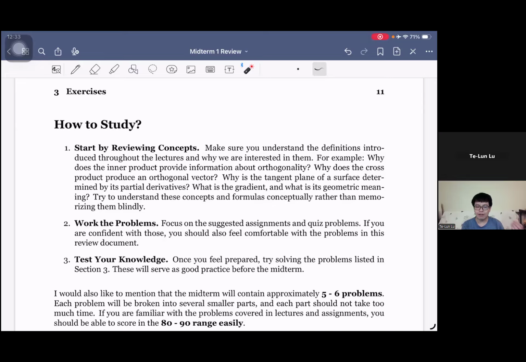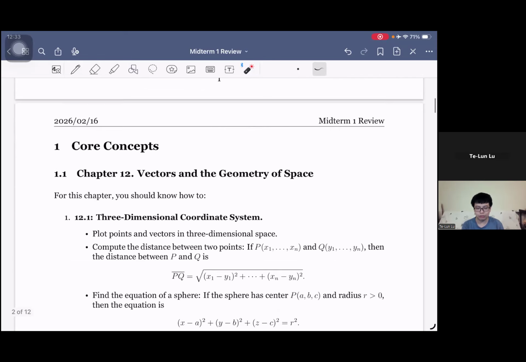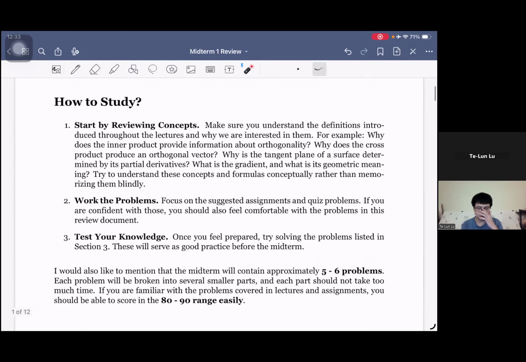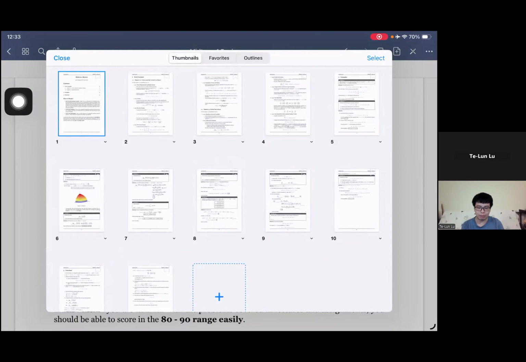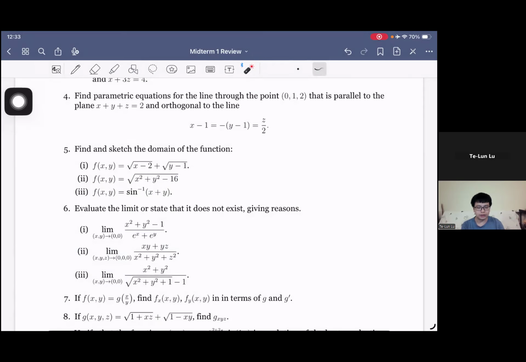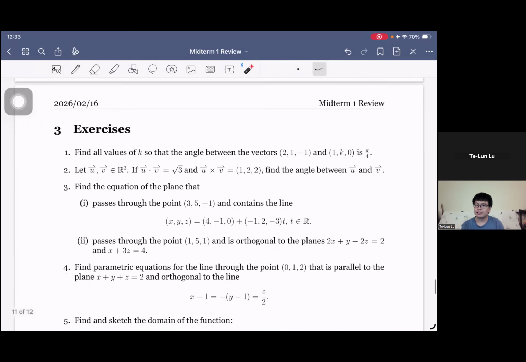After understanding the concepts, you work on assignments, okay? Which I presume you have already done on the suggested assignments. And here I also provide some different exercises, which you can look through. And thirdly, try to do problems without looking at my solutions. If you do that, obviously I will upload the answer key shortly.